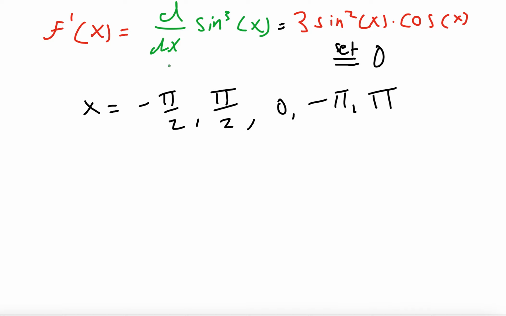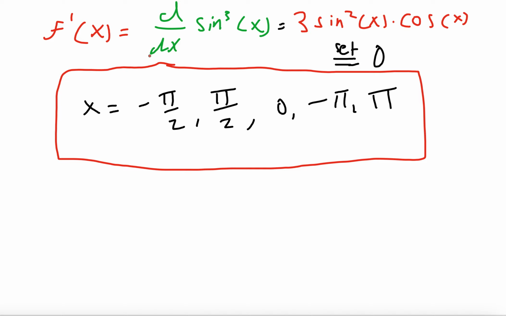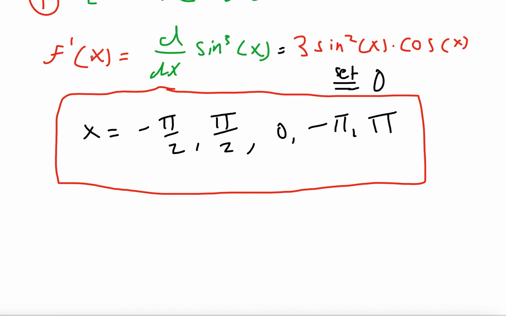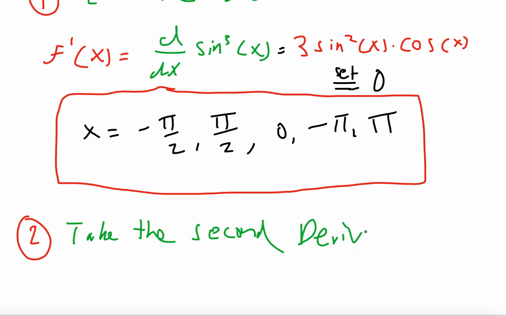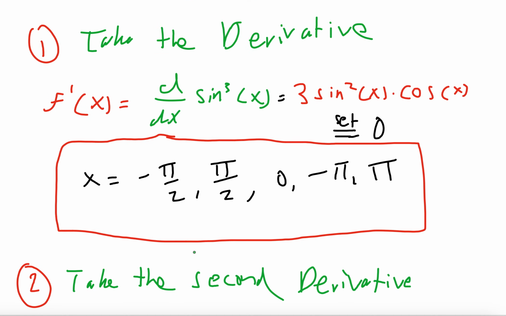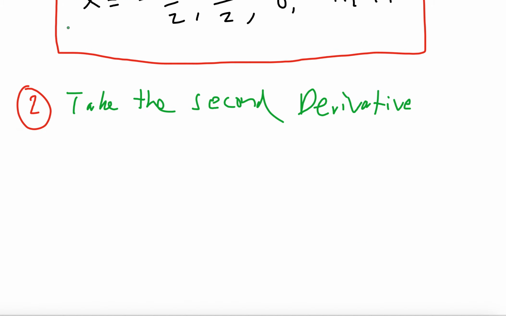All right. So now that we've found all of our critical points, we have to identify them as maxima or minima. And so what we're going to do is step 2, take the second derivative. We're going to take the second derivative, and we're going to check by plugging in values of our critical points into the second derivative and see whether they're positive or negative or 0. All right, so let's do that.